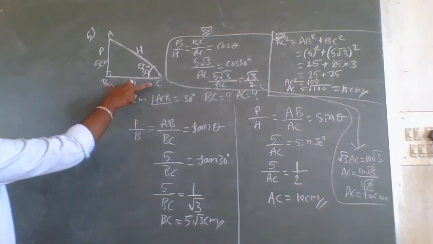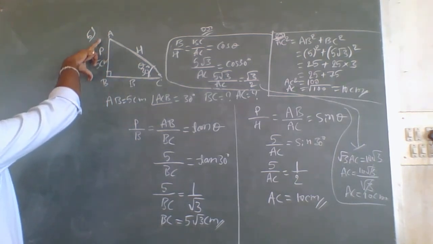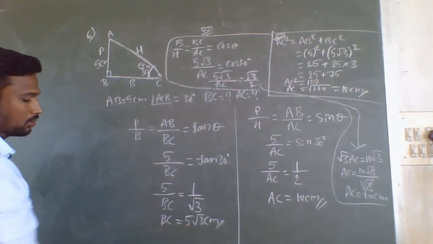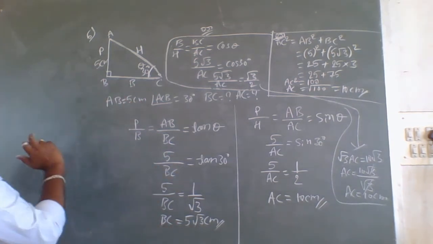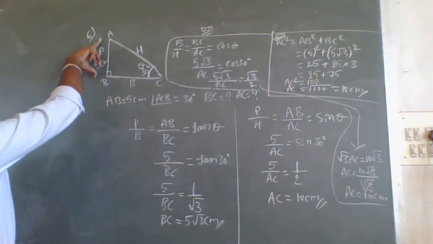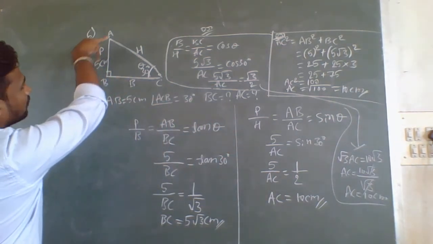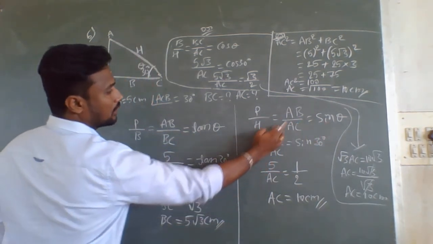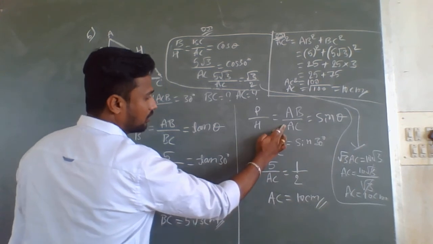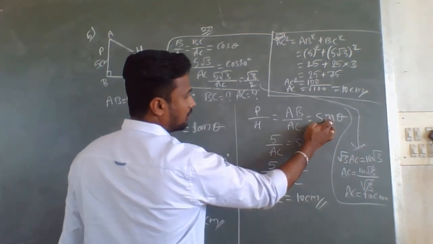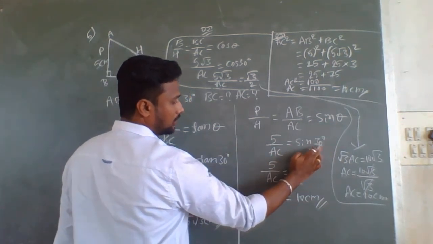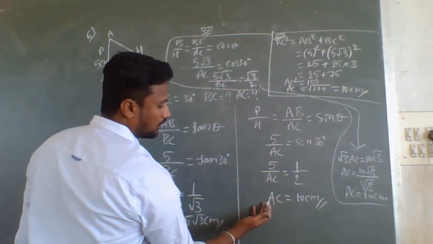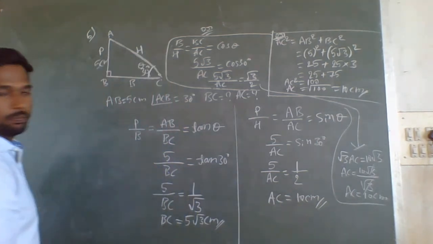So after getting this length of BC, they have given the length of AB also. This is 5 centimeter and the length of BC we got here is 5 root 3 centimeter. So here we use again this side AB only. So AB by AC means sin theta. The length of AB they have given is 5 and we have to calculate AC. Sin 30, because the theta value is 30, the sin 30 value is 1 by 2. So here we got the length of AC is 10 centimeter.